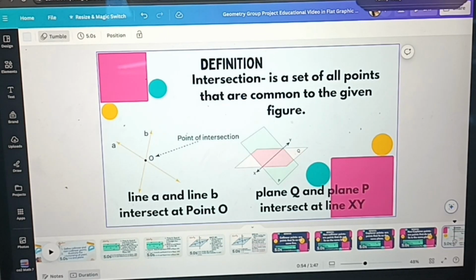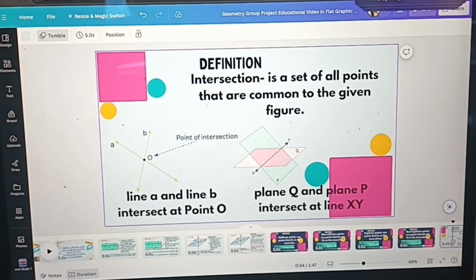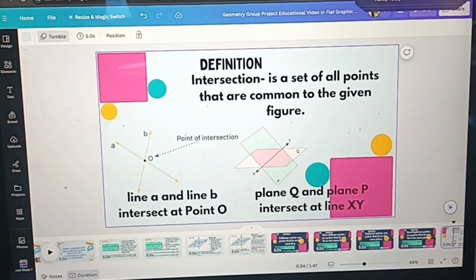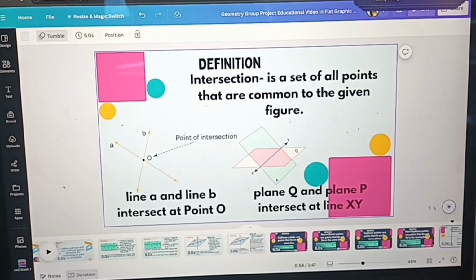Okay, so we will talk on with this one. A relationship. When we say intersection class, it is a set of all points that are common to the given figure. Ibig sabihin, yung point na nasa kanya, nasa isang line, together with nasa pangalawang line, yung makikita natin yung common nila. Okay, ano yung ibig sabihin? Nasa kanya at nasa sayo. Ibig sabihin, magkapareho kayo.